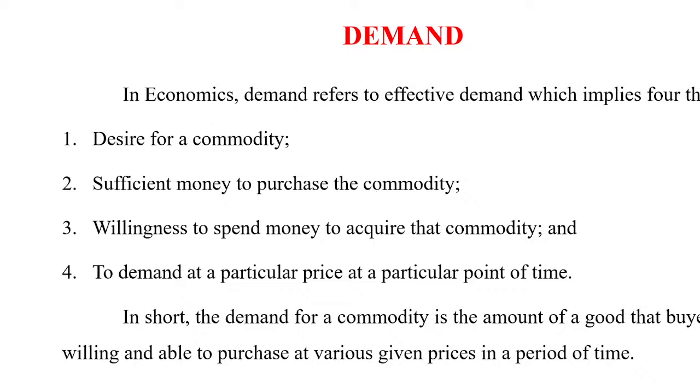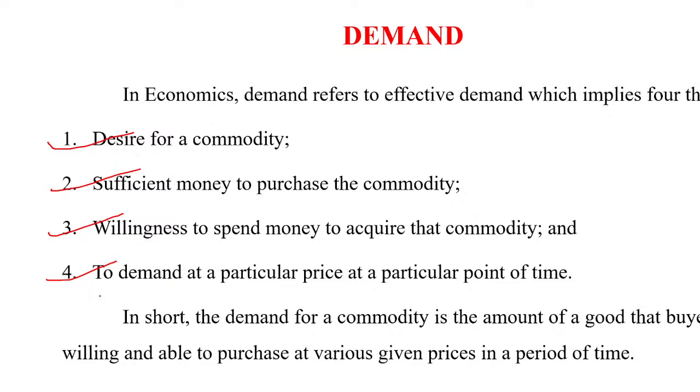Demand means something. When we are discussing demand, these are the four basic parameters, which are very important. Number one is desire for a commodity. Number two, sufficient money to purchase the commodity. Number three, willingness to spend money to acquire that commodity. And number four, demand at a particular price at a particular point of time.